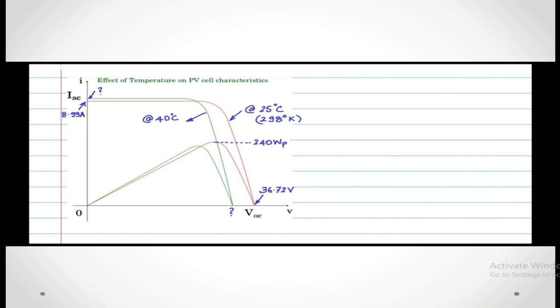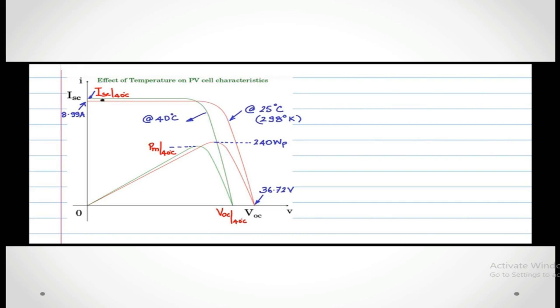Okay, so for standard temperature, we know the maximum power that can be delivered by a PV cell is 240 watts, which is given in the data sheet. But we don't know what is the maximum power that can be delivered by a PV cell at 40 degree temperature. Okay, we need to know this. So how can we know that? Let us give them meaningful indications, replacing the question marks here. So we need to find ISC at 40 degrees centigrade, maximum power at 40 degrees centigrade, and VOC at 40 degrees centigrade. We need to find these three parameters here.